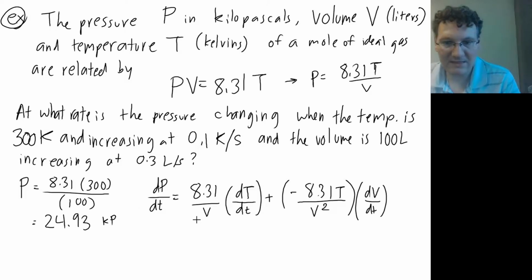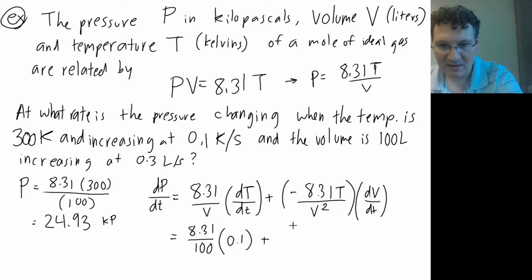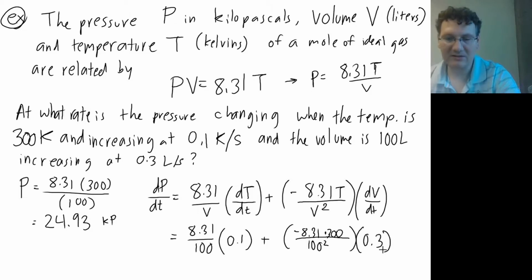Okay, now we have the rate of change for temperature and the rate of change for volume, so we can plug these things in. So it's 8.31 over 100 liters times the rate of change for the temperature, and that's 0.1, plus negative 8.31 times 300 degrees Kelvin, it's very hot, over 100 squared times 0.3. That's the rate of change of the volume. That's in liters per second.